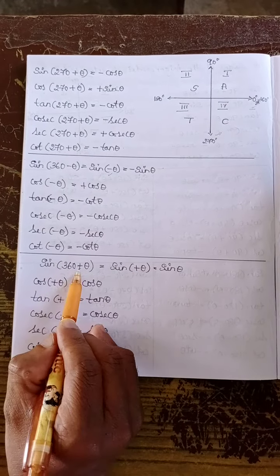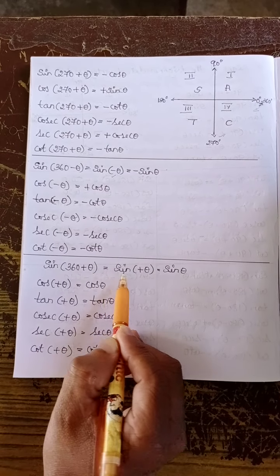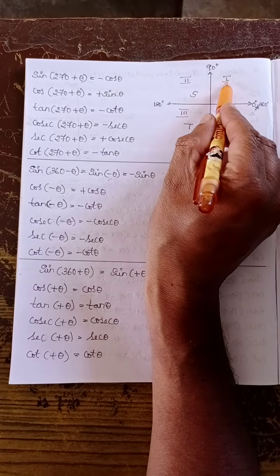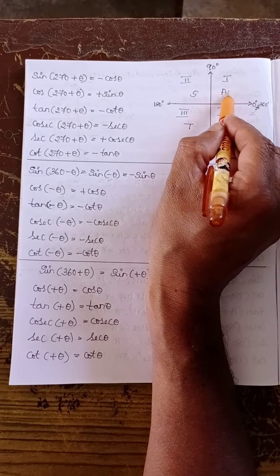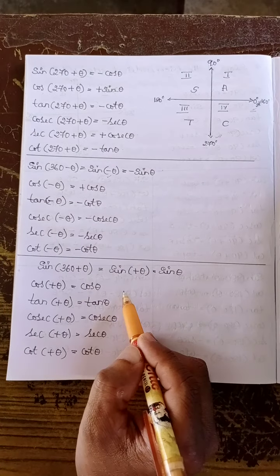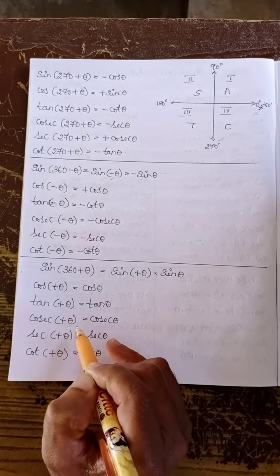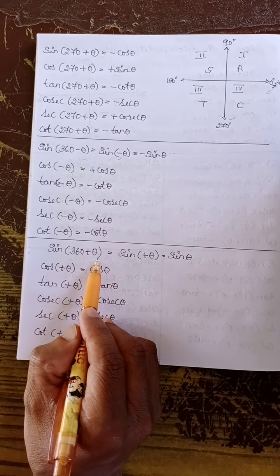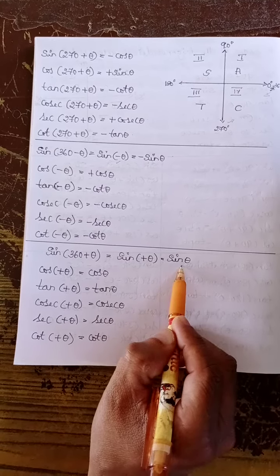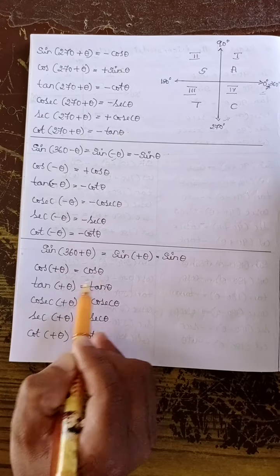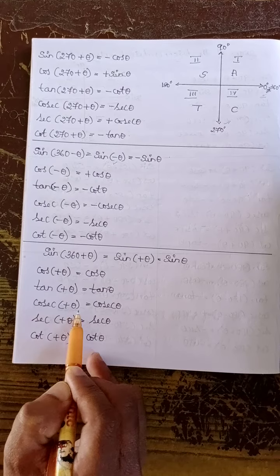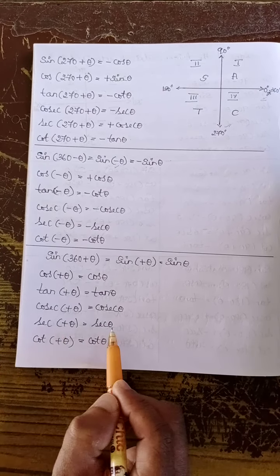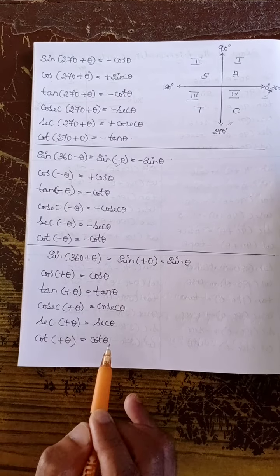Now sine of 360 plus theta is equal to sine of plus theta, meaning what? Sine of 360 plus theta belongs to the first quadrant, where all trigonometric functions are positive, therefore we need not bother about the negative and positive signs, since they are all positive and the same functions also. So sine of 360 plus theta is sine theta, cos of 360 plus theta is cos theta, tan is tan theta, cot is cot theta, cosec is cosec theta, secant of plus theta is secant theta, and cot of plus theta is cot theta.